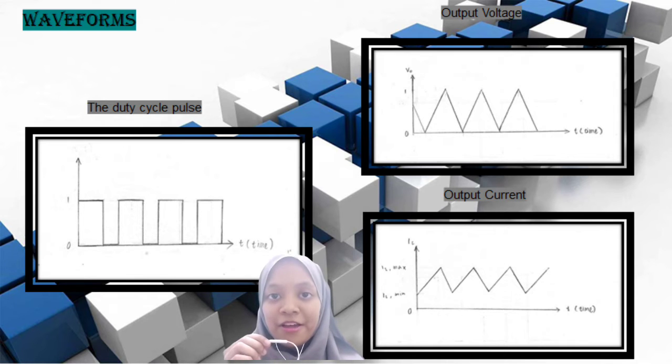In this slide, we have three waveforms. They are the duty cycle pulse, output voltage, and output current. As we can see here, the duty cycle has a square wave, while the output voltage and output current have the triangle wave.